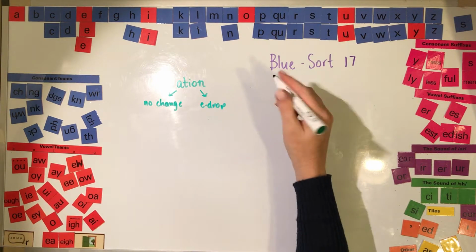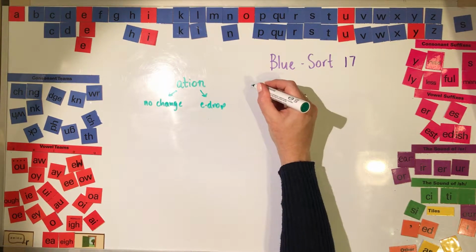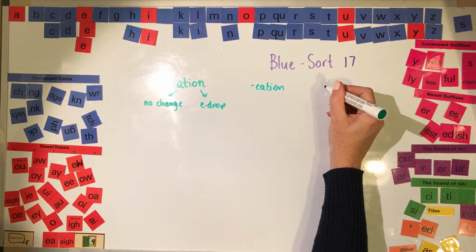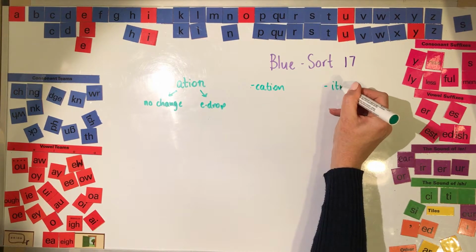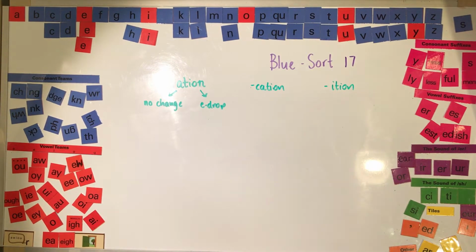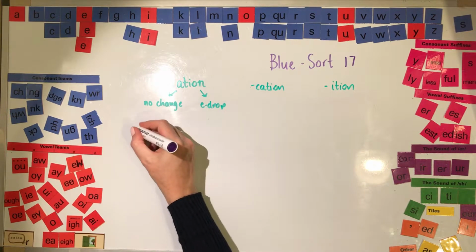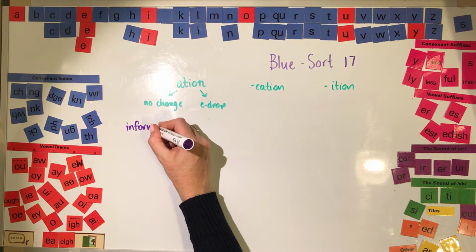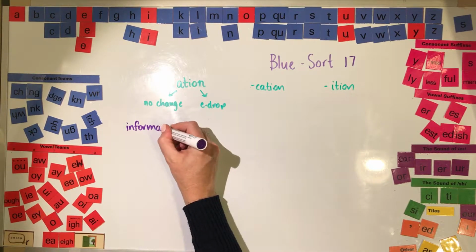Then there is a third column, where we're adding cation. And then we've got our 4th column, which is adding ation. This is the short one though. Okay, so let's add our words. So we have inform, base word, ation.